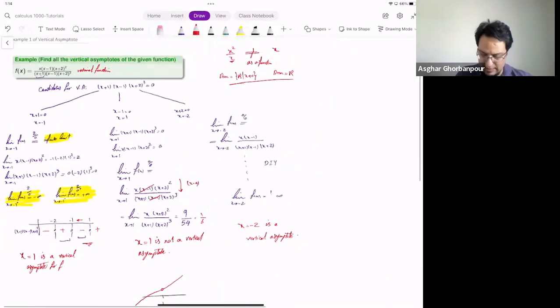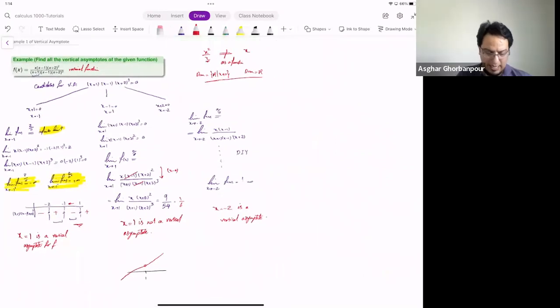Okay, so this example, I like it because it just shows that different cases can happen. A zero of the denominator of a rational function can be a vertical asymptote. It may not be a vertical asymptote. It can be, but after a little bit longer work, after resolving the indeterminate zero over zero case, and then getting an infinite limit. Yes, Milo, yes, please.